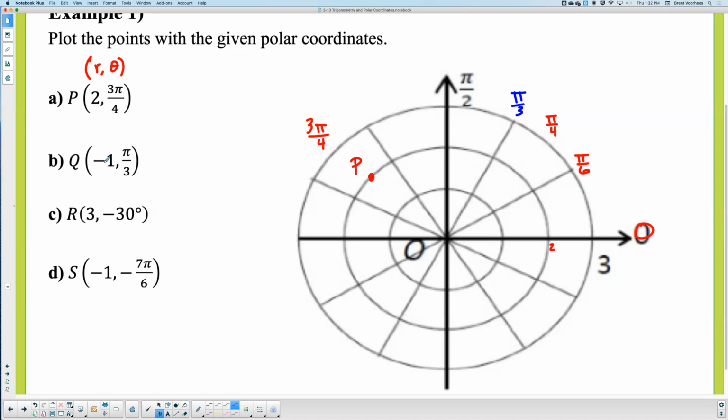We're gonna go one circle away from pi over 3. So this point is gonna be right here. Notice how it's still in this line? It's still in this diagonal line that theta equals pi over 3. That would be point Q right there.